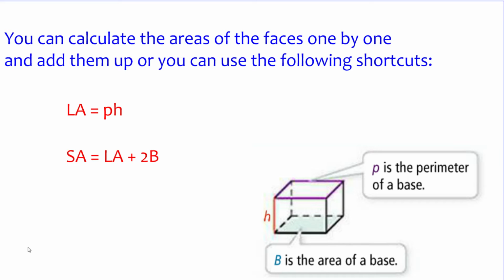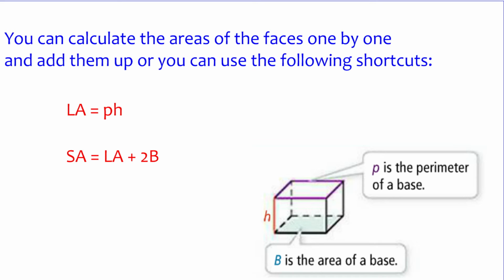Capital B in all of these formulas is going to stand for the area of the base. So we're saying add 2 times the area of the base, which makes sense because we're going to add in the two bases wherever they are, whether the top and the bottom or the left and the right. Okay, so let's get right into an example.